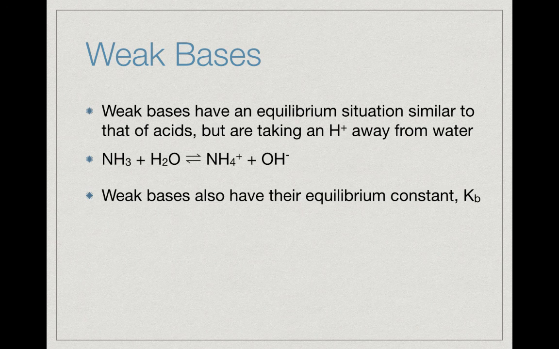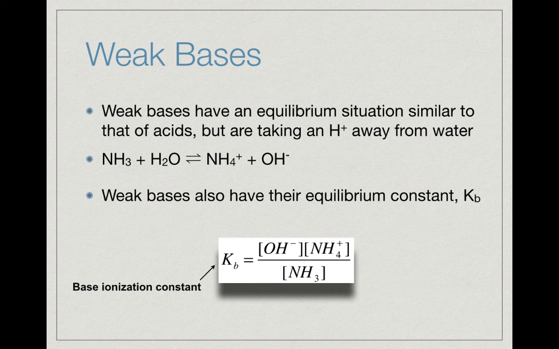And weak bases also have an equilibrium constant. We call it Kb because it does indicate that a base is taking H plus away from water, so it's a very special type of reaction, just like the Ka. So we have that base ionization constant. It's still products over reactants. It is still an equilibrium constant expression. The only reason it has its own little letter there is to indicate that it's a special situation. So we have concentration of OH minus times concentration of NH4 plus over concentration of NH3.